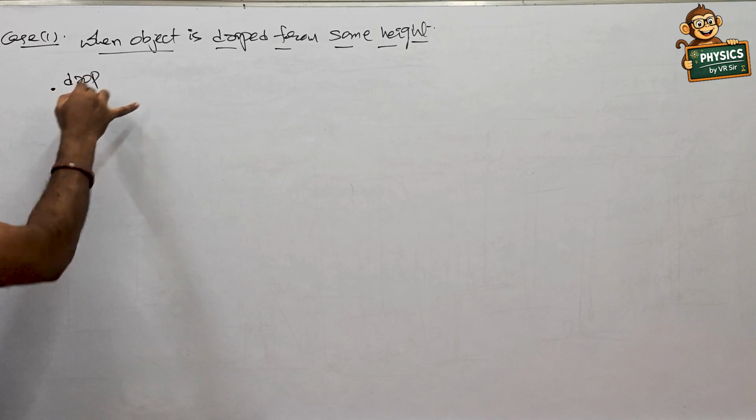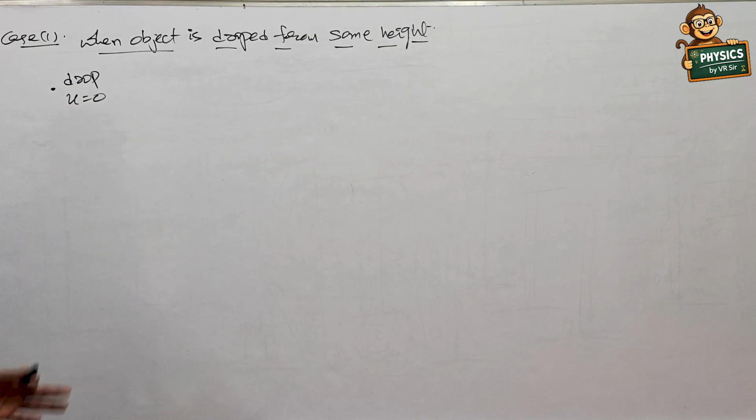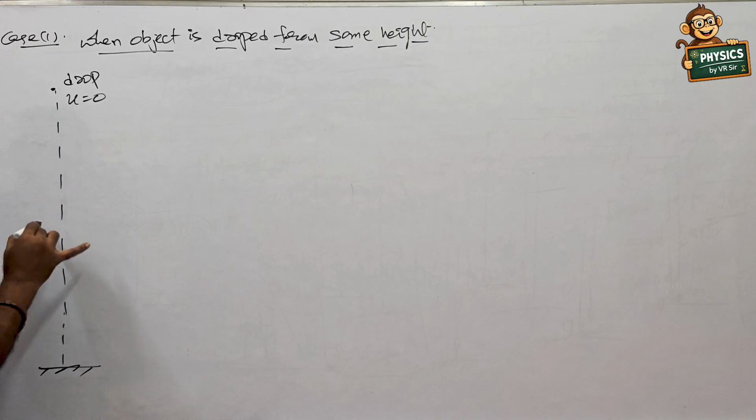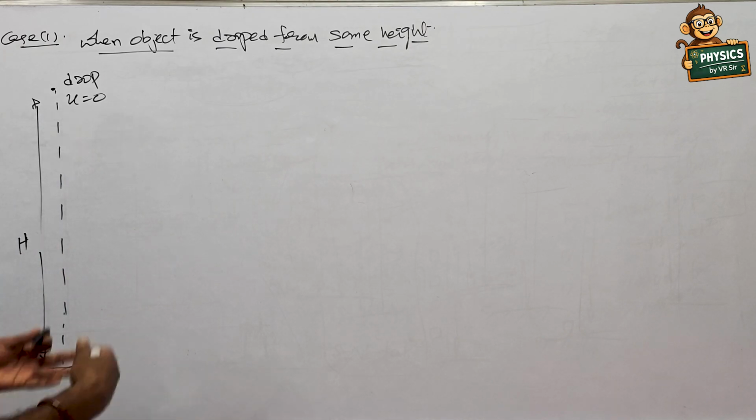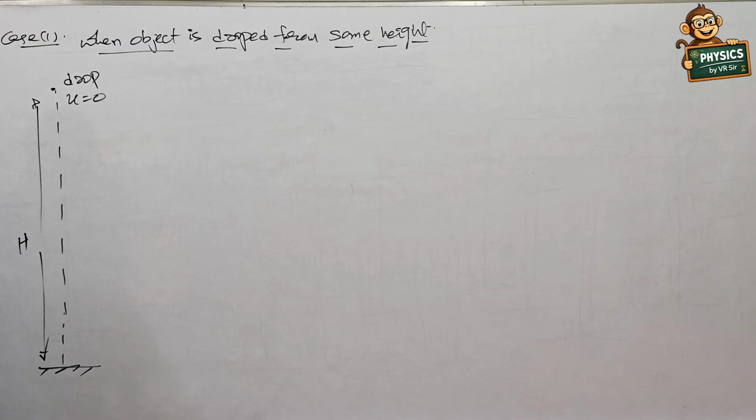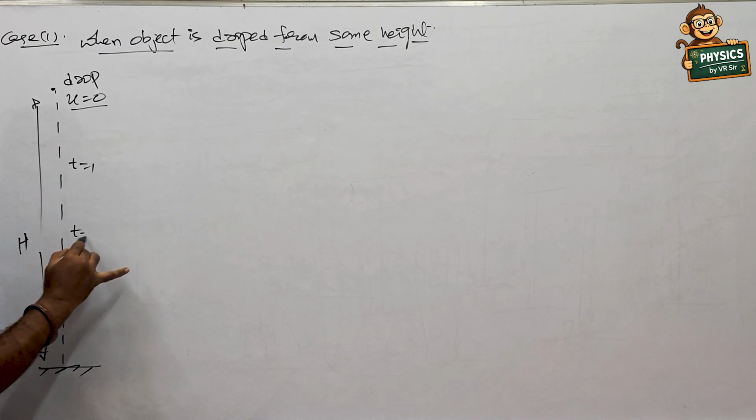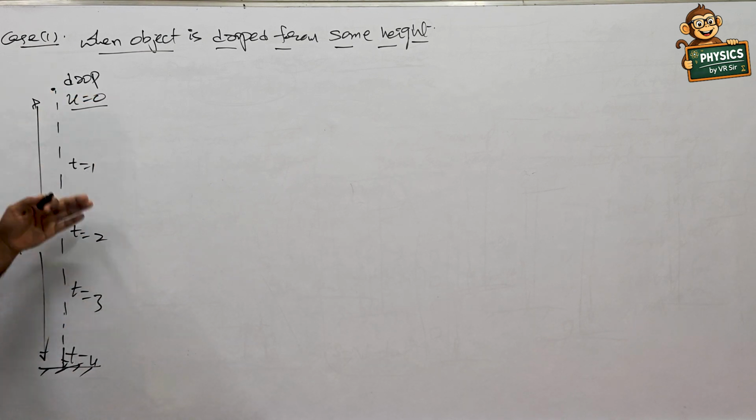An object is dropped. So what is meant by dropped? Symbolically, we represent it as initial velocity is 0, and it reaches the ground. The total height from which it is dropped is h. What is meant by understanding the motion of the body? Initial velocity is 0, at t equals 1 here, t equals 2 here, t equals 3 here, t equals 4 seconds. So the time taken by the body to reach the ground is 4 seconds. This is the description.